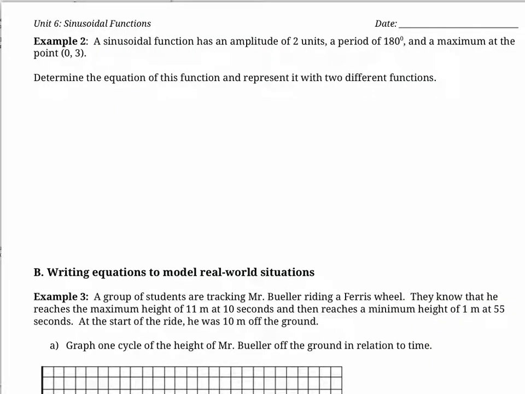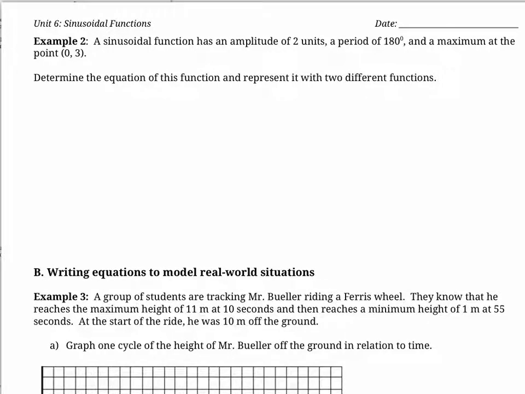Okay, so here in this question, we're given that a sinusoidal function has an amplitude of 2 units. Sinusoidal, by the way, isn't a sine function necessarily. It could also be cosine. It has an amplitude of 2 units, a period of 180, and a maximum at the point (0, 3). So it says determine an equation of this function and represent it with 2 different functions.